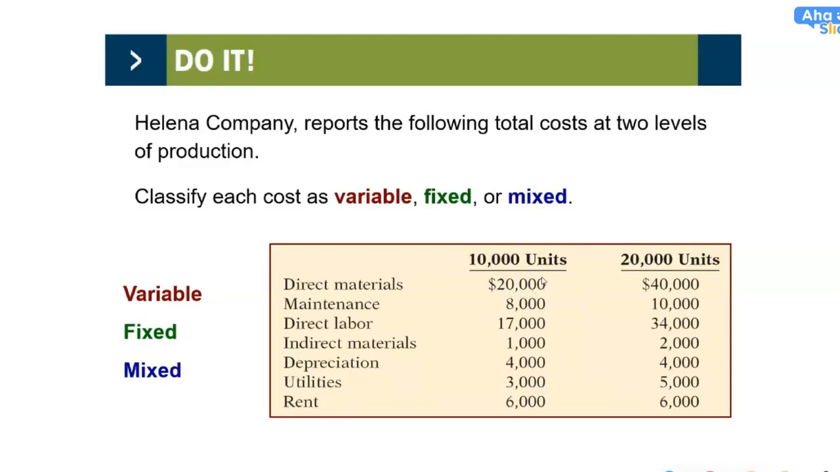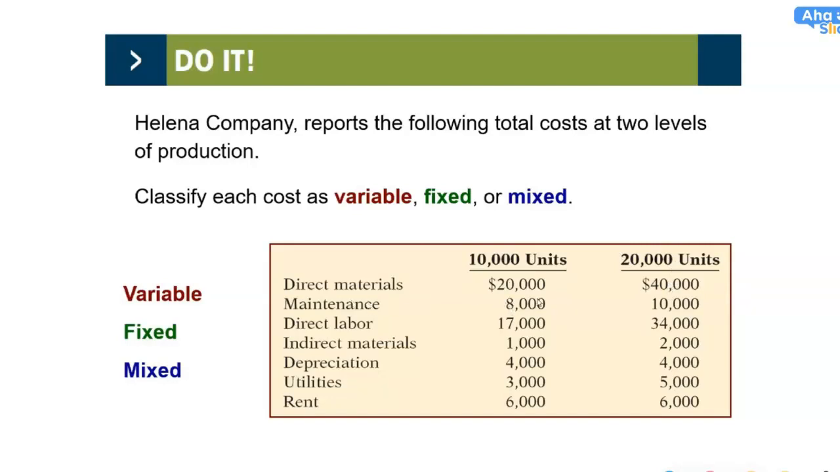If I double production, well, the direct materials will also double to 40. So you see, direct materials would be a variable cost. It changes in total, directly and proportionally with changes in the level of production.